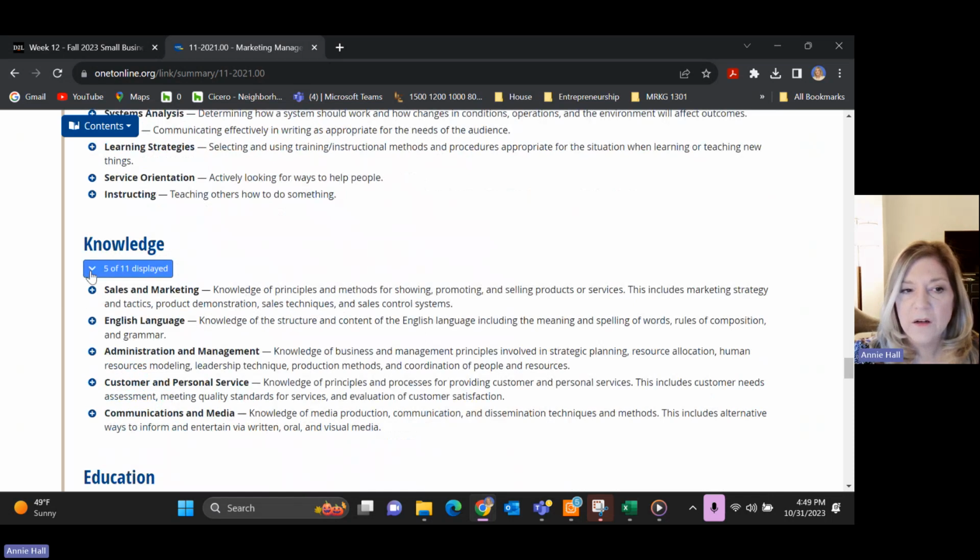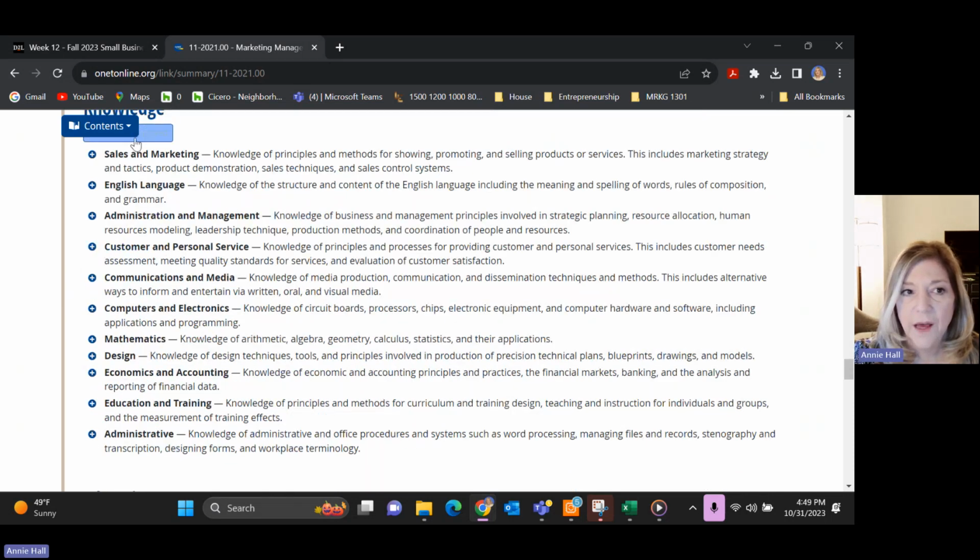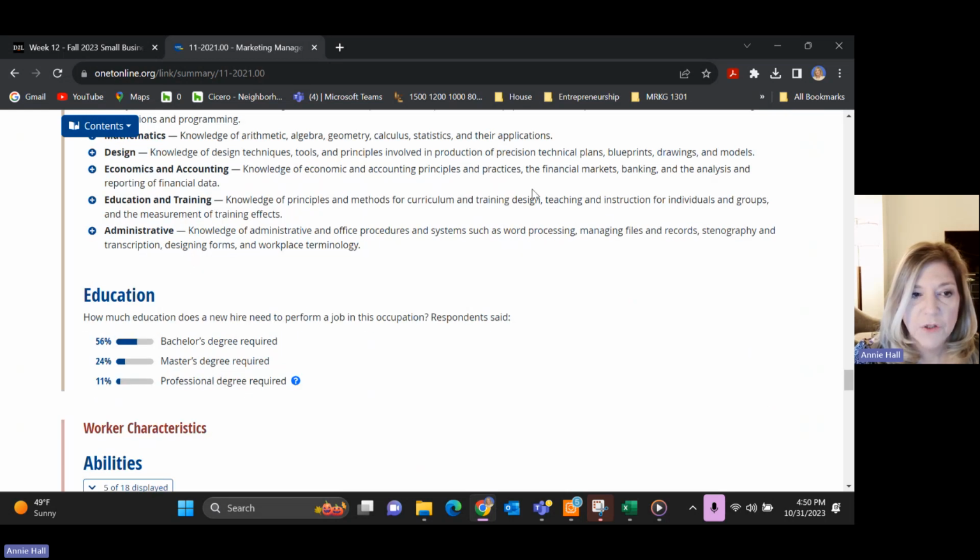You also may want to say they need certain knowledge, right? They need to understand sales and marketing. They need to be able to speak English. They need to be able to give customer service. You know, your social marketing manager may not need to give customer service, or maybe they do when they're answering people who post on the ads or the feeds that you create. They might need to know communication and media for sure, right? Do they need to know math? Do they need to know economics and accounting? Maybe not, right, for this particular role. So again, a nice list that you can pick and choose from.